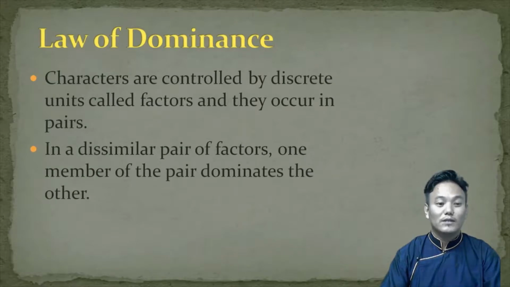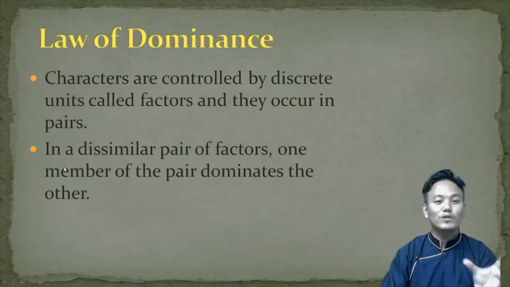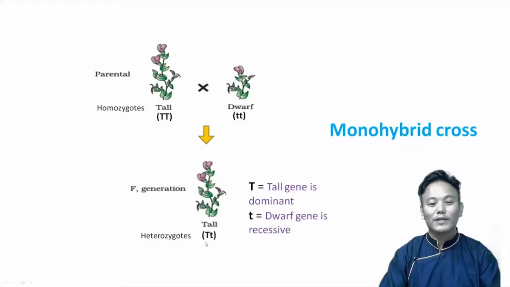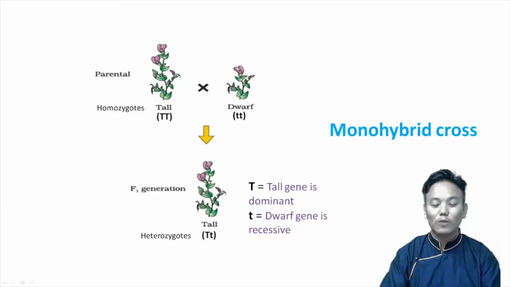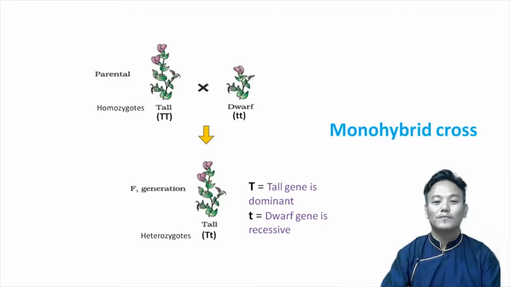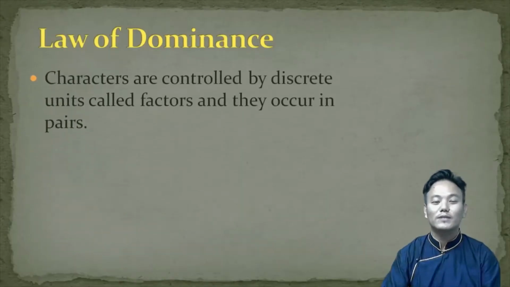And in continuation of the explanation of the law of dominance: in a dissimilar pair of factors, when an individual is a heterozygote, one member of the pair dominates the other. So let's go back. Look over here. In this particular case, this tall plant has a dissimilar pair of factors, one is capital T and one is small t. The capital T, which is the tall gene, dominates the dwarf gene. So the dwarf gene is masked by the tall gene. This is what the law of dominance states.